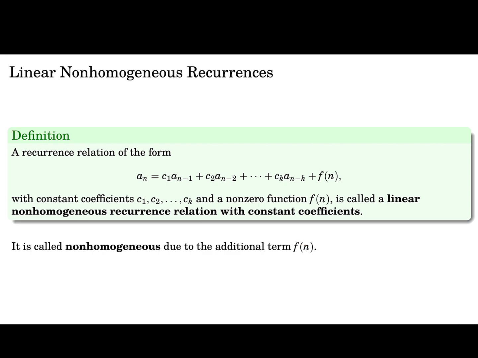So the recurrence is still linear, and the coefficients are still constants, but now you have extra stuff. So for example, when we looked at the Tower of Hanoi, we had the following recurrence. And so this is non-homogeneous because of this plus one term. And later on we'll see some examples of solving another non-homogeneous one. So let's see what the basic idea for solving these is.